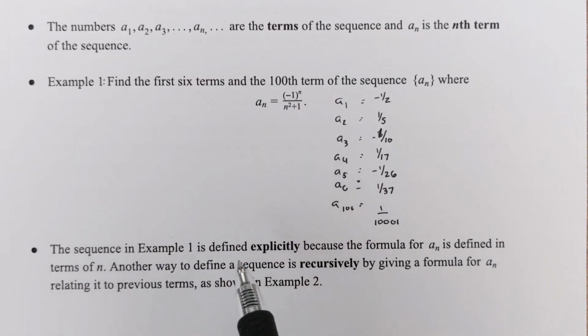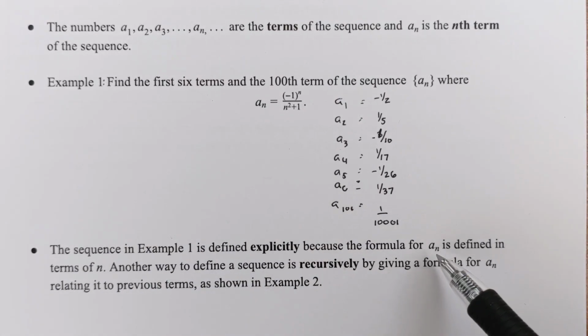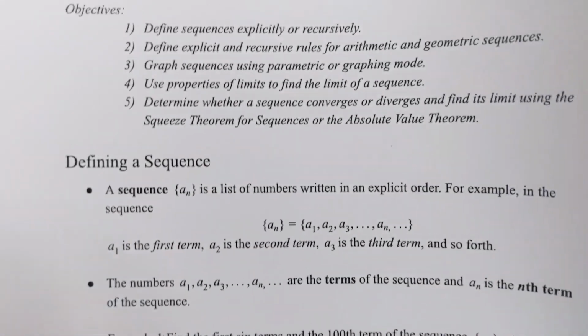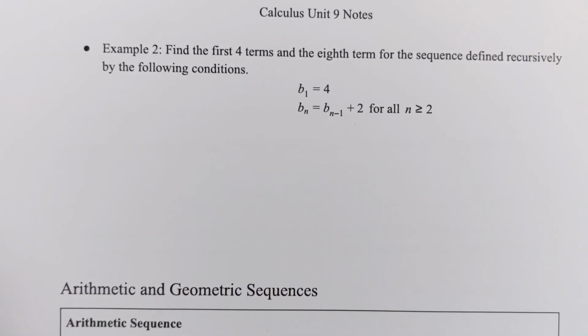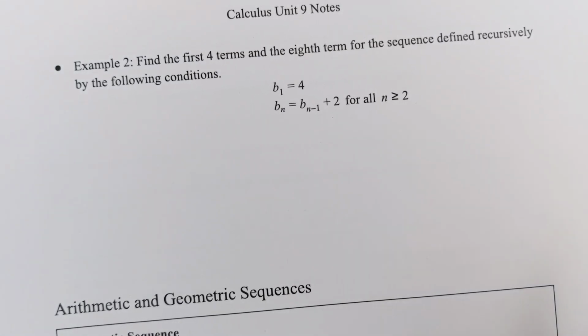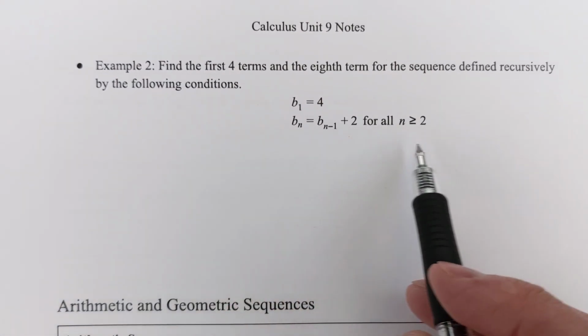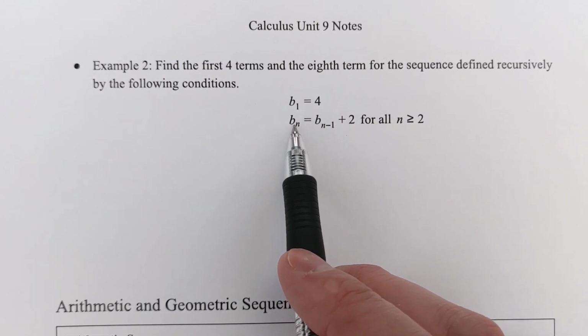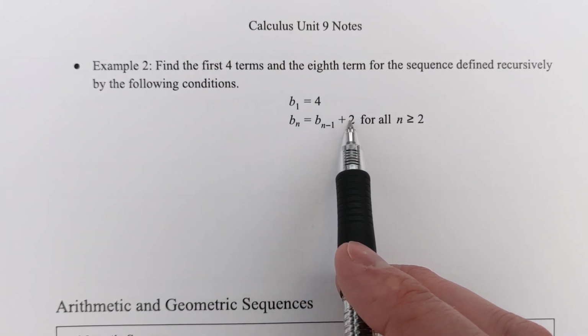The sequence in example 1 is referred to as explicit, because the formula for each term is defined in terms of the number of the term. You can also define it recursively by giving a formula for a_n related to the previous terms, which we'll see in the next example. Example 2 says find the first 4 terms and the 8th term of the sequence defined recursively by the following conditions. The first term is 4, and what this notation means is that each term is equal to the previous term plus 2.